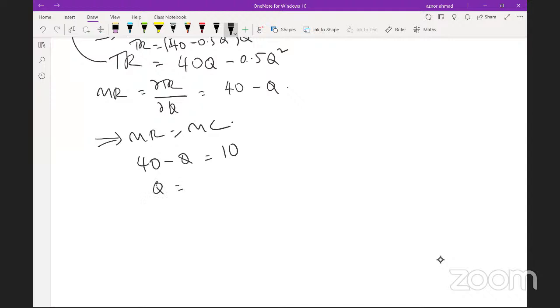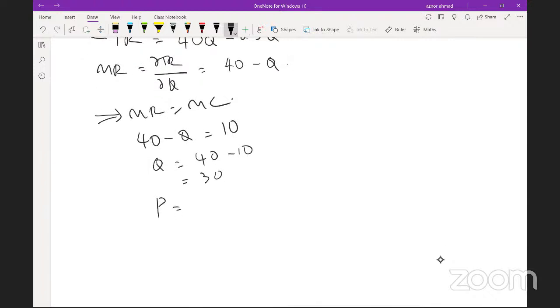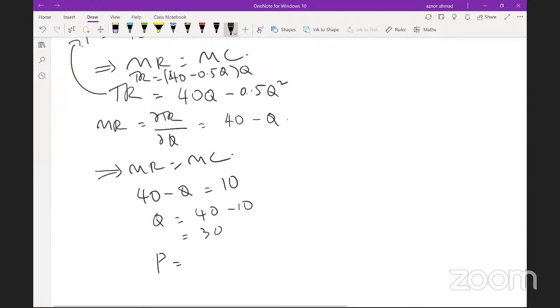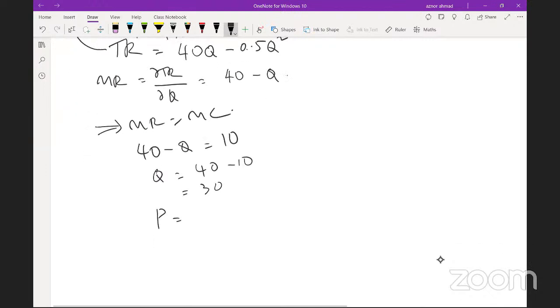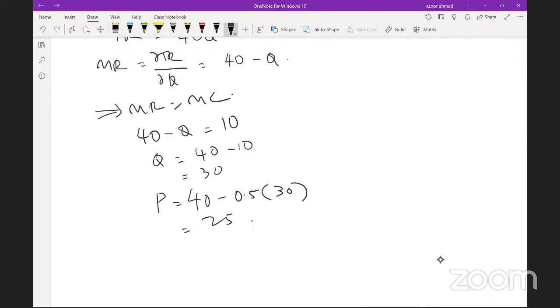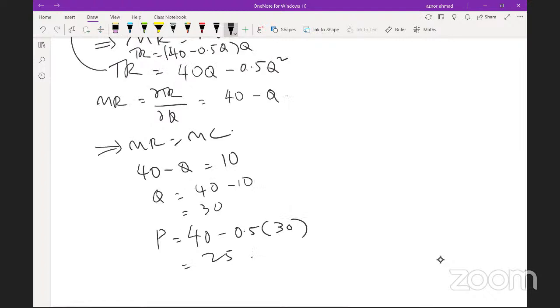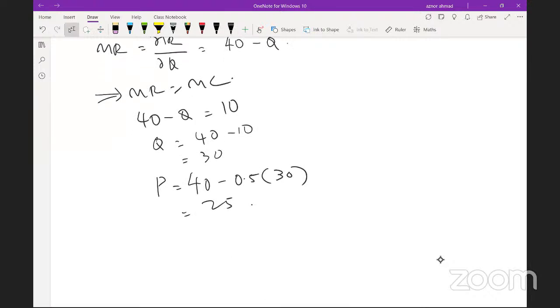So your Q will be 40 minus 10. It will be 30. And the price will be 40 minus 0.5 times 30. So this will be 25, right? This is 15. 40 minus 15 is 25. So the second block, if you want to optimize the profit, the optimal price will be 25.